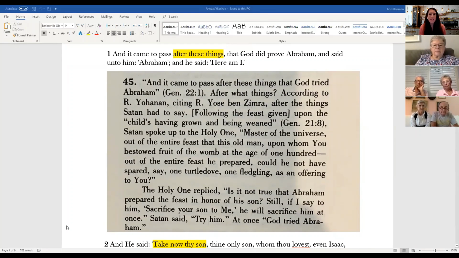And it came to pass after these things that God tried Abraham. After what things? According to Rabbi Yochanan, citing Rabbi Yosef ben Zimra, after the things Satan had to say. Satan, okay? So we hear this Satan often.